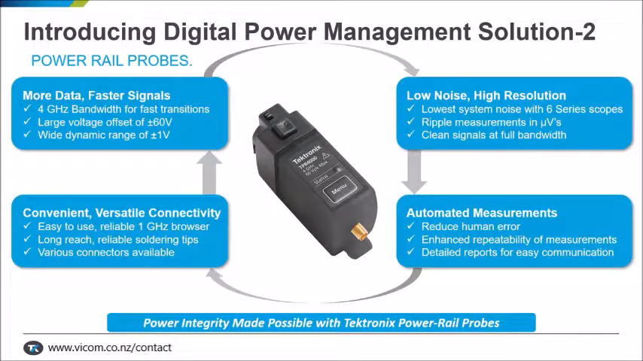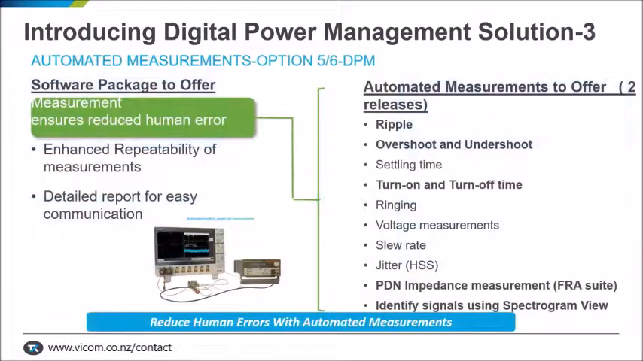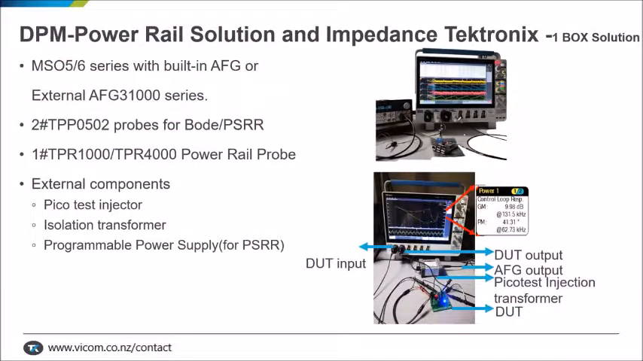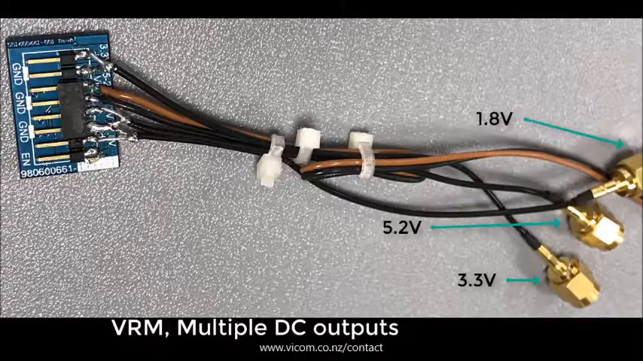Once you have the equation engine in the form of an oscilloscope, you need a good power rail probe. We have introduced the TPR series power rail probes which can handle plus or minus 60 volt offset. On top of it, you need an automated power rail measurement solution, and that's where the third solution component comes into play, the automated power rail testing software which runs on the 5 and 6 series MSO oscilloscopes. So all in all, not only use this solution for your power rail testing, the same setup is used for your frequency response analysis like the two-port impedance measurement, which is important.